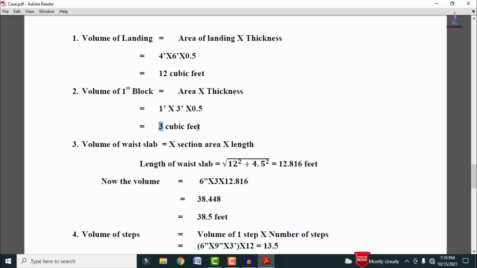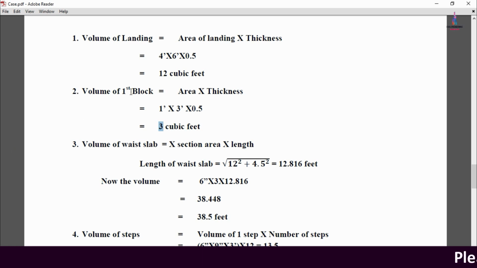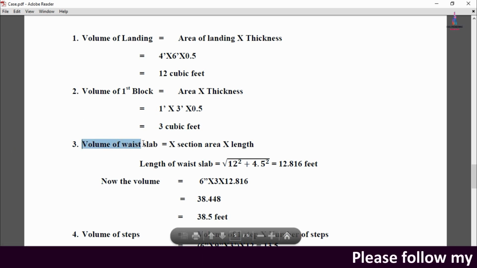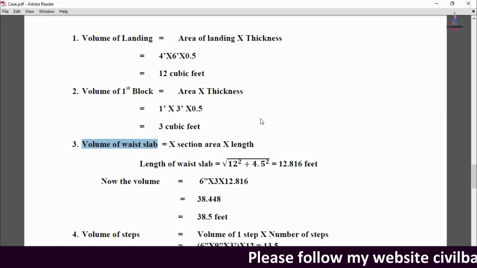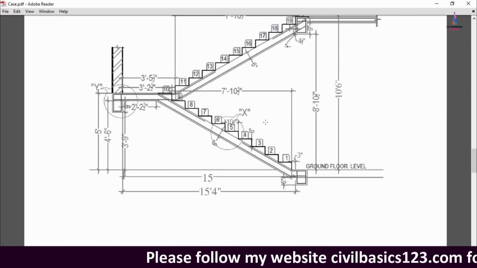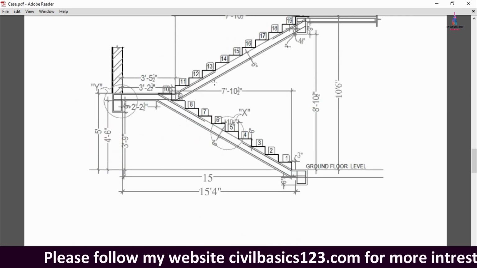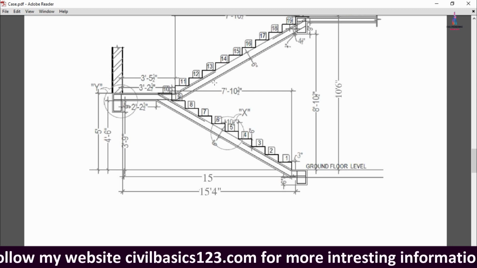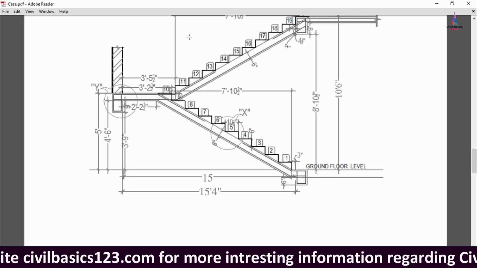So this is the second calculation under the volume of the staircase, which is related to the volume of the first block. And the next one is related to the volume of the waste slab section. So basically we have to calculate the waste slab section which exists below the staircase of each level. Okay, so basically we will take here 6 inches.